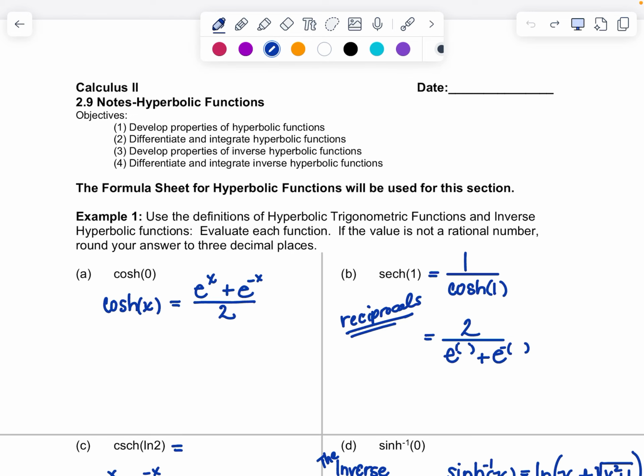Our objectives are to develop properties of hyperbolic functions, differentiate and integrate hyperbolic functions, develop properties of inverse hyperbolic functions, and differentiate and integrate inverse hyperbolic functions.